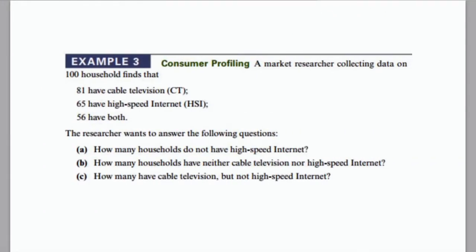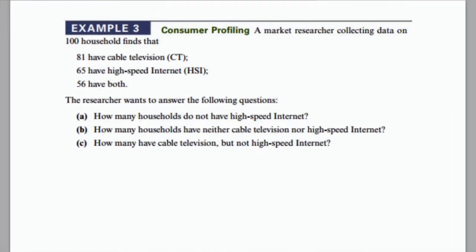Now, this is a little bit more complicated, but still not impossible, so we have to pay more attention. Let's read. Consumer profiling. A market researcher collecting data on 100 households finds that 81 have cable television, 65 households have high-speed internet, and 56 have both. So the researcher wants to answer the following questions. How many households do not have internet service? Well, let's find out.